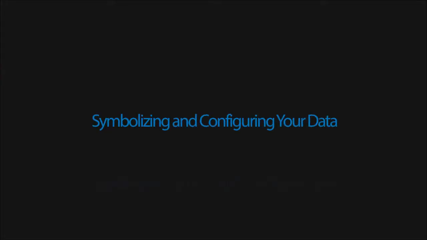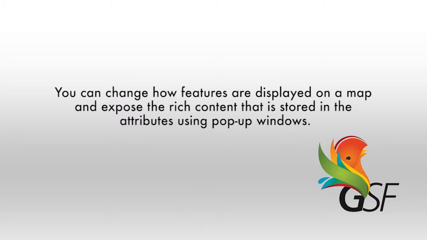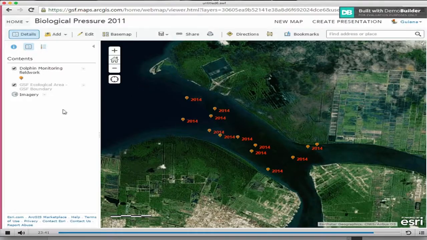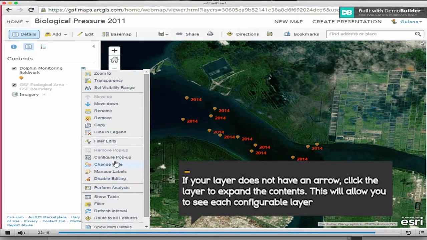Symbolizing and configuring your data. You can change how features are displayed on a map and expose the rich content that is stored in the attributes using pop-up windows. Step 1. Move your cursor to the right of the layer name and click the arrow that appears next to the layer you want to configure. If your layer does not have an arrow, click the layer to expand the contents. This will allow you to see each configurable layer.